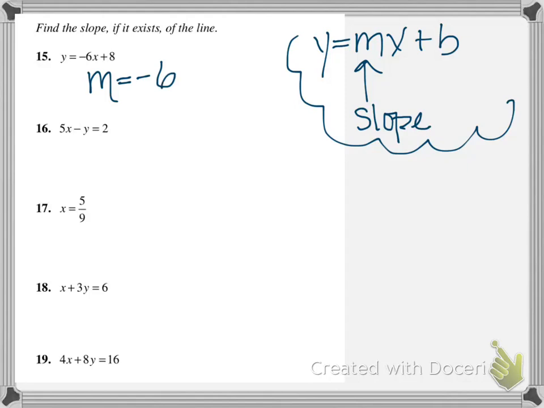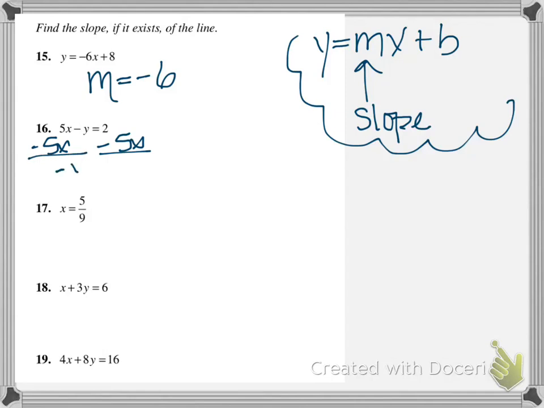If I found 2 ordered pairs for that line, which I've been doing the last few lessons, and I did the formula on them, I would get m equals -6. So that works great for equations that are in that form, but what about number 16? How do we do that one? Well, if it's not in y equals, treat it like a formula and put it in y equals. So I would need to move my x term to the other side because it has to be on the right.